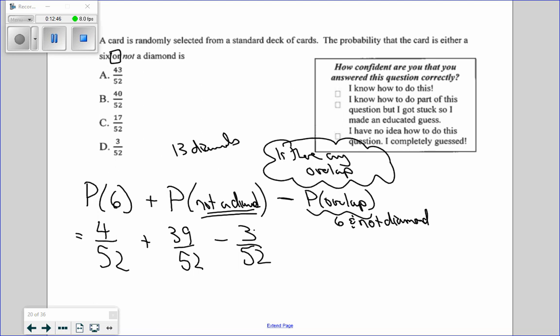So now you just punch this in on your calculator. I think it's 40 out of 52, I think. Does that reduce down? I think it does. Just go 40 divided by 52, math 1.